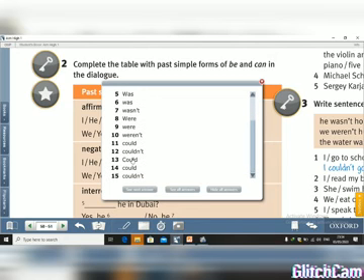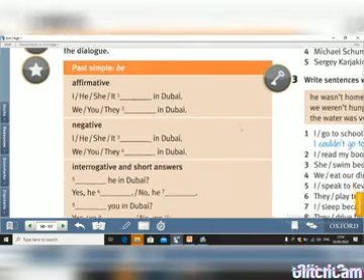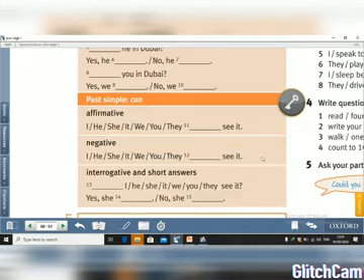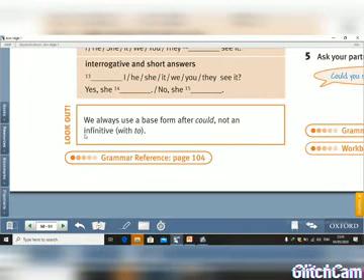Okay. So, to summarize it, we always use a base form after could, not an infinitive with to.